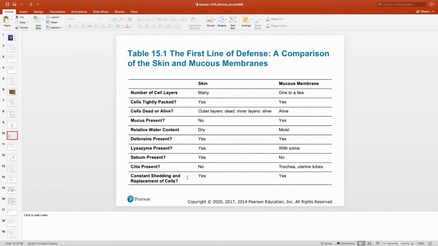And then all of these organisms are constantly replacing their cells. There's a lot of self-sloughing, and that's another way that the first line of defense protects, by getting rid of some of those cells.